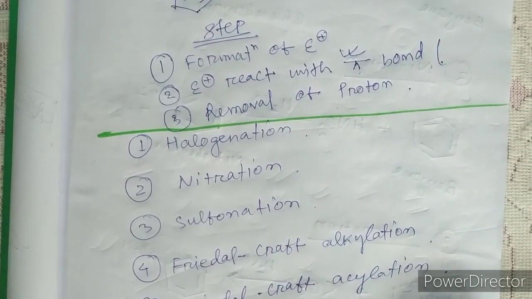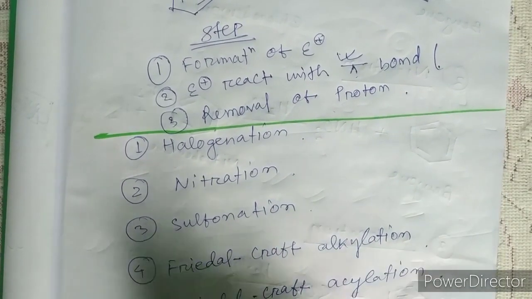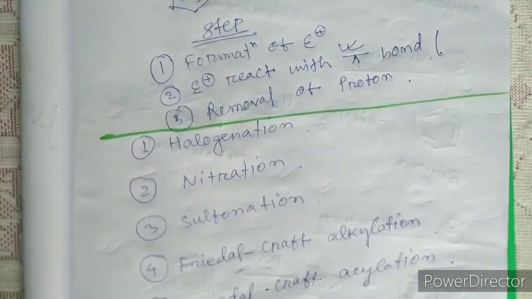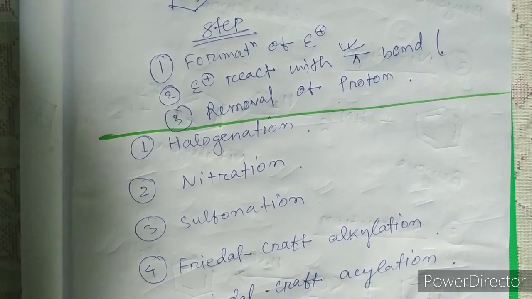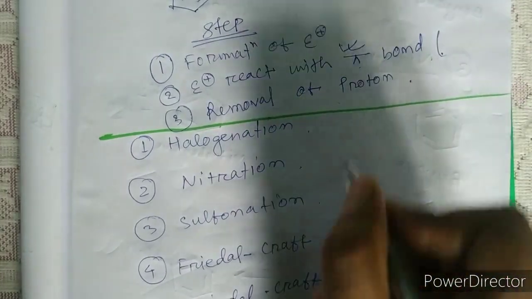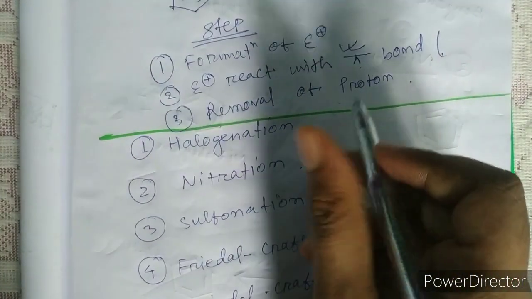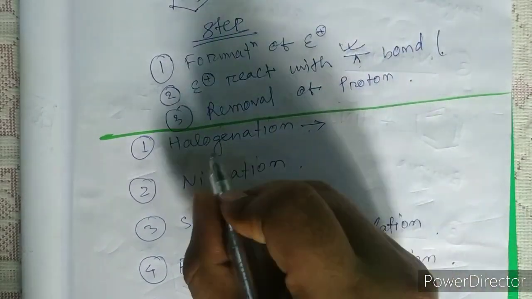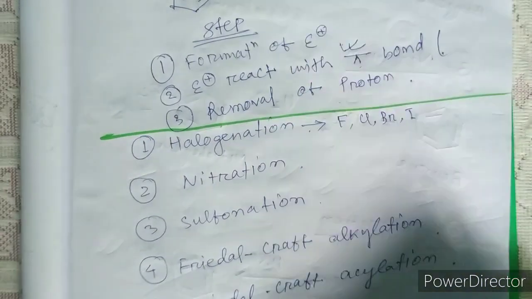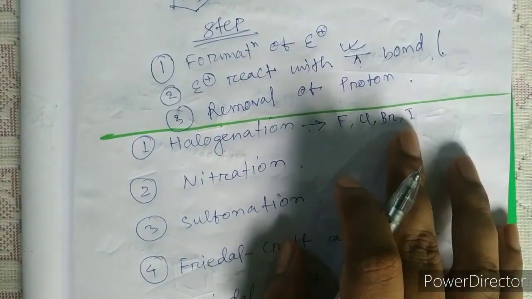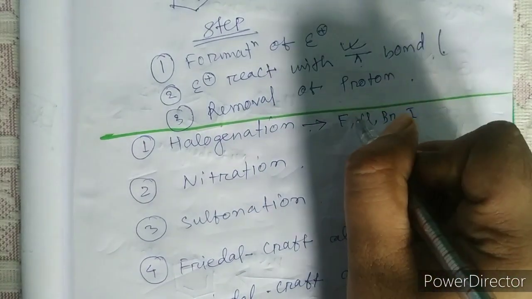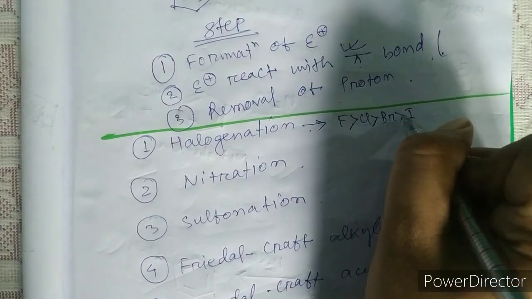Then let's see what the electrophilic aromatic substitution reactions are. How many reactions are there? There are only 5 reactions: halogenation, nitration, sulfonation, Friedel-Crafts alkylation, and Friedel-Crafts acylation. What about halogenation? From the name itself you can guess that definitely some halogen is going to be added or substituted here. So what are the halogens? Fluorine, chlorine, bromine, iodine. And iodine shows very little reaction since it is not that reactive. Their reactivity is: fluorine is the most reactive, then chlorine, then bromine, then iodine.